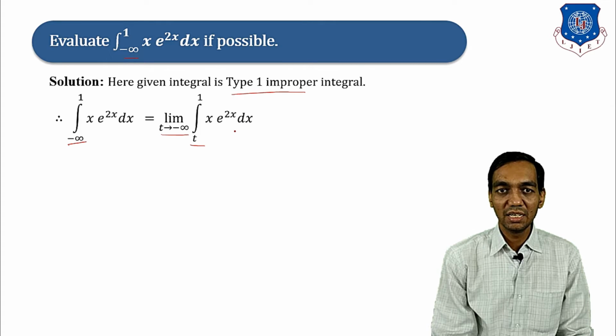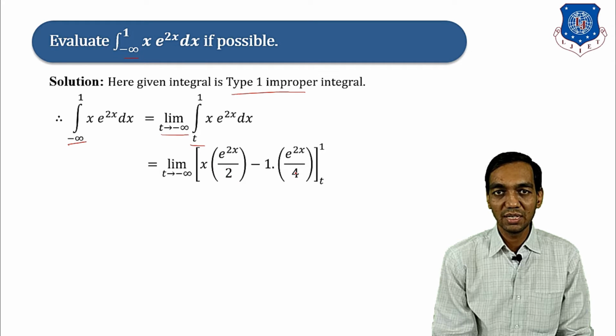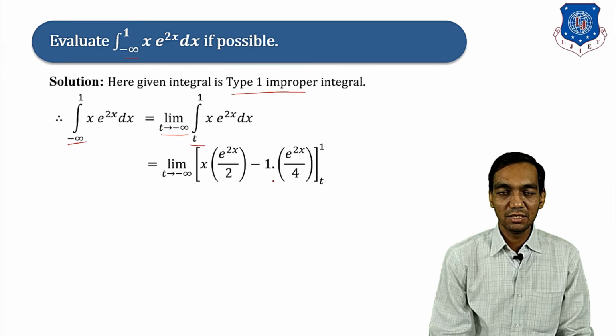Correct? Now using integration by parts, we are going to use the continuous integration by parts, that will give you x as it is times e raised to 2x by 2, minus derivative of x which is 1, and again integration of e raised to 2x, that will be e raised to 2x by 4, and then the derivative of 1 is 0. That's why we have terms up to this point.